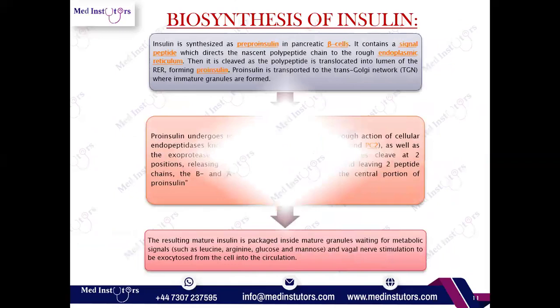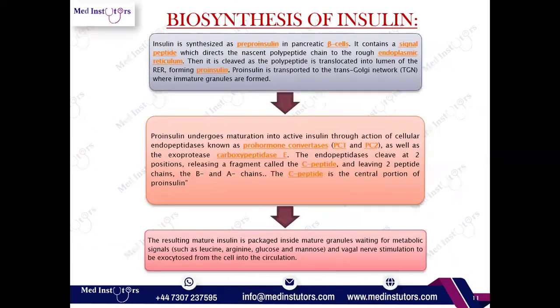Now, going through the biosynthesis of insulin in detail, you can see that insulin is not produced as such. It is produced initially as pre-proinsulin by the beta cells, and it contains a signal peptide which directs the nascent polypeptide chain to the rough endoplasmic reticulum inside the cell. In the rough endoplasmic reticulum, this pre-proinsulin is cleaved as the polypeptide is translocated through the lumen, and becomes proinsulin.